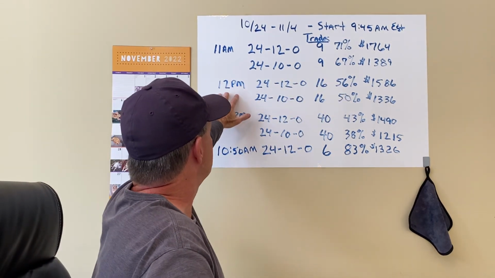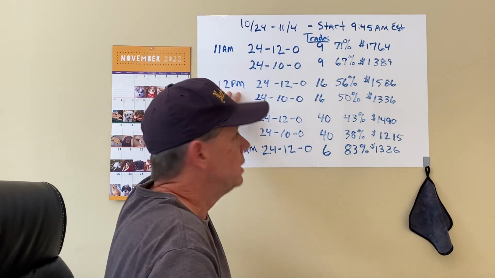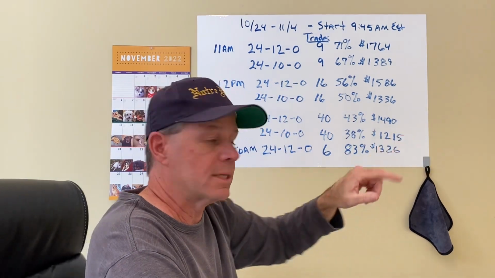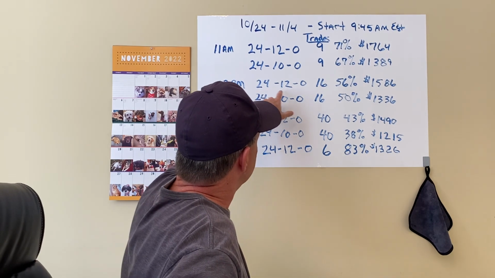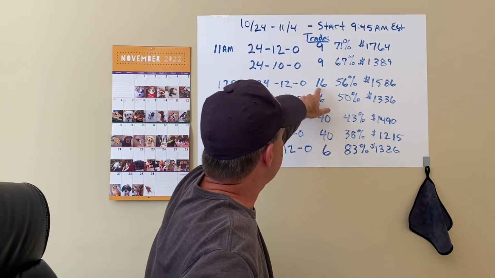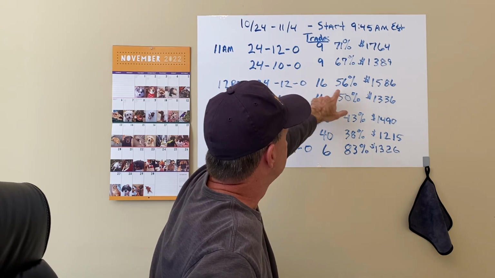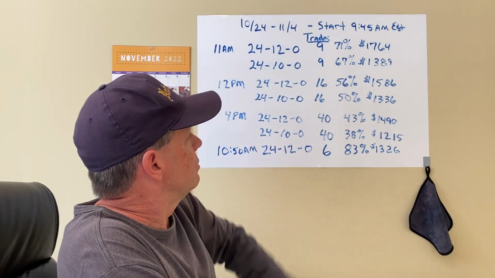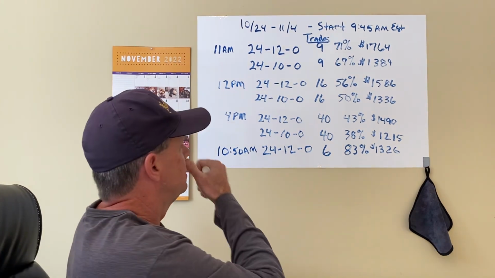If you carried your trades out to 12 p.m., which is noon, so you add another hour past 11. Again, 24-tick target, 12-tick stop, 16 trades. So you picked up 7 more trades. Your win rate dropped down to 56%, and your profit dropped to $1,586. So look at that. Okay?